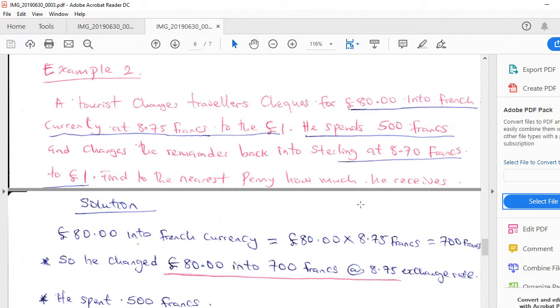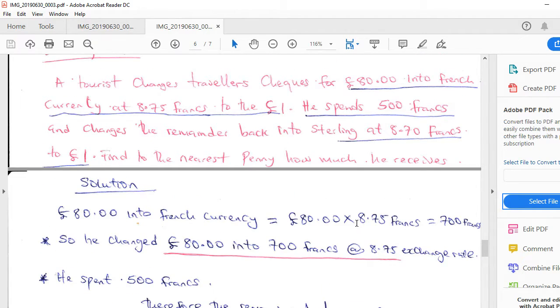Now, according to the question, it says that a tourist changes a traveler's check for £80 into French currency at 8.7 francs to £1. So it changes £80 at the rate of 8.75 to £1, right? So we're going to multiply £80 by 8.75 francs, which is 700 francs. So after he got 700 francs, maybe he then traveled to France or one of the French speaking countries. So it changed 80 pounds into 700 francs at the rate of 8.75. You should take note of that.